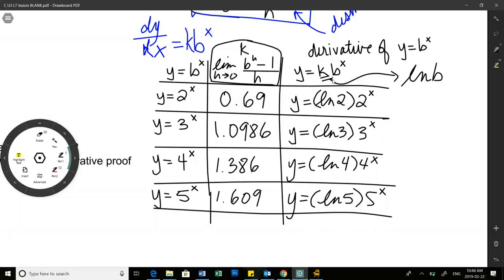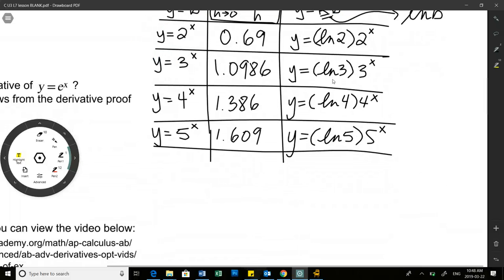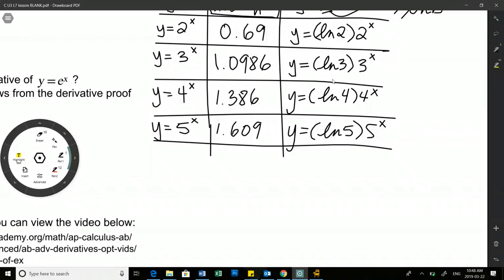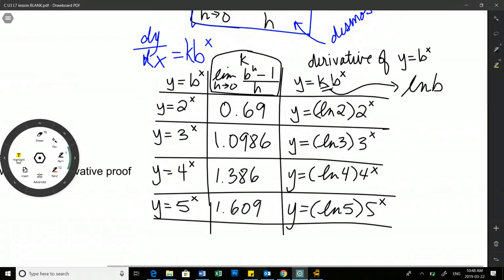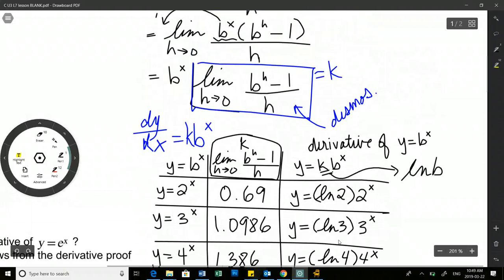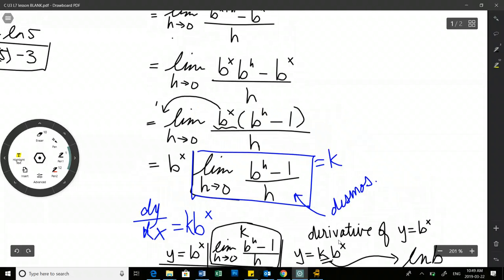Okay, so yeah, sir. On the rightmost column, right above it says derivative of y equals b to the power of x. I'm just confused on what that rule is. So we're proving the derivative of b to the x. This Newton quotient thing that I just came up with here is dy over dx of b to the x. So we're just using this chart to accumulate all of that information.